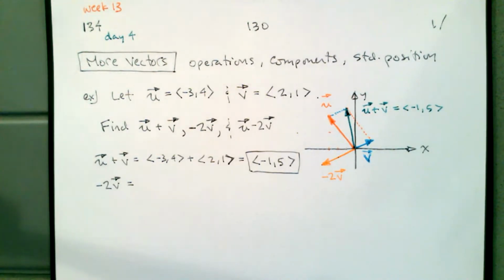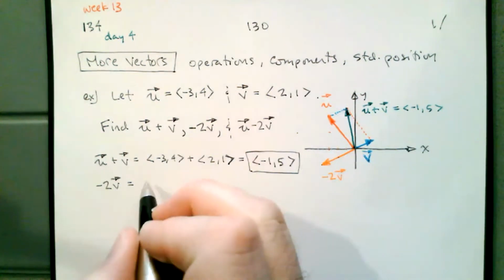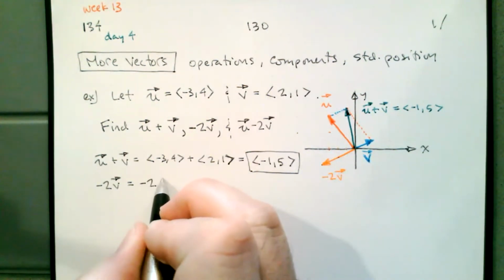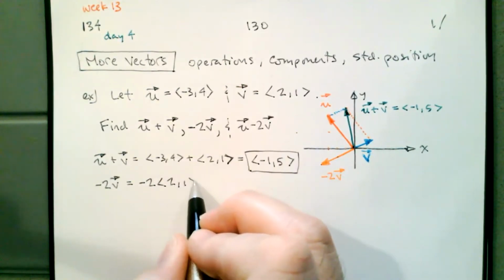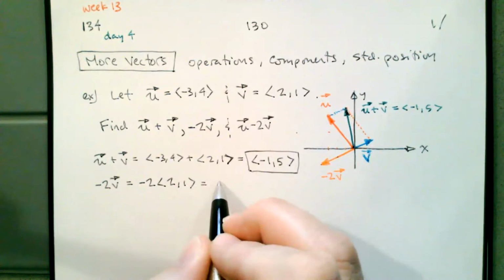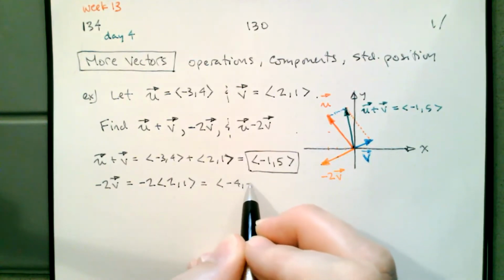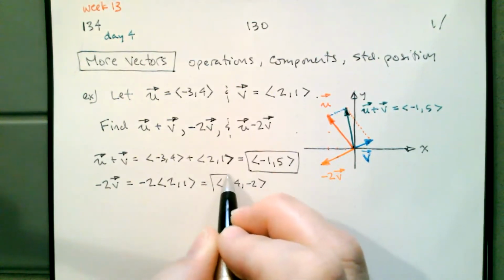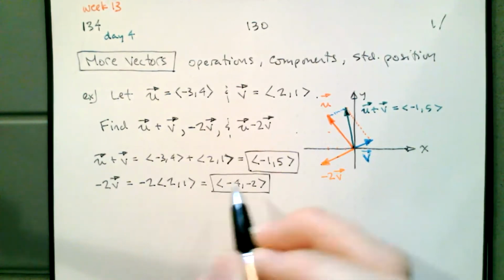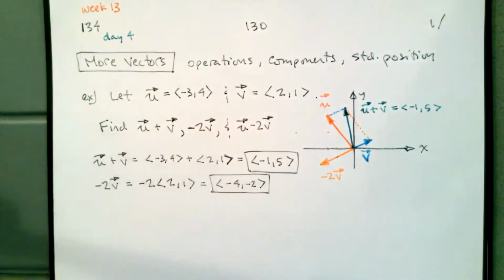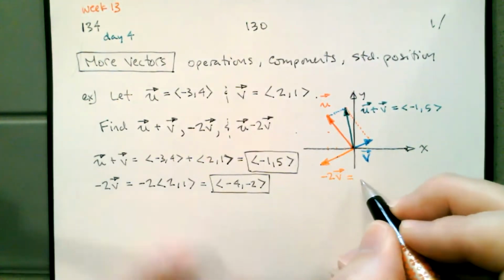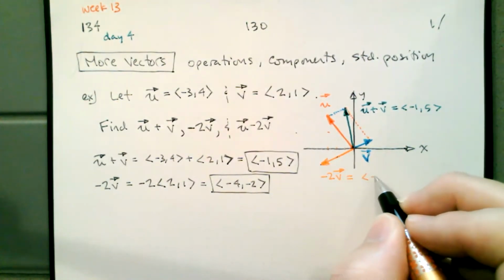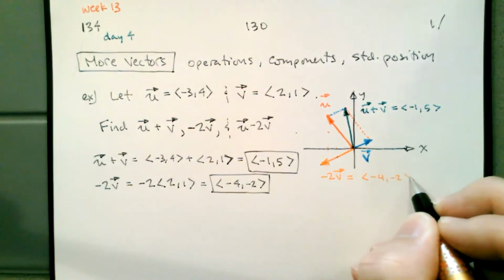Now we got to think about what we're going to do with components. If I take a -2, a scalar, and scale up the vector 2, 1, if you guessed that we should have -4, -2, you are correct. That's exactly what we do. That's how we multiply a vector by a scalar. -2V is -4, -2.